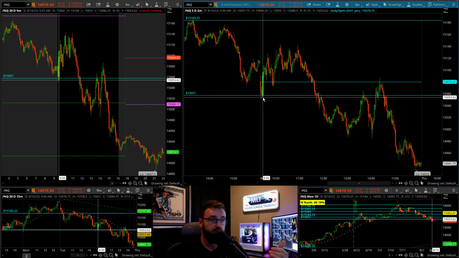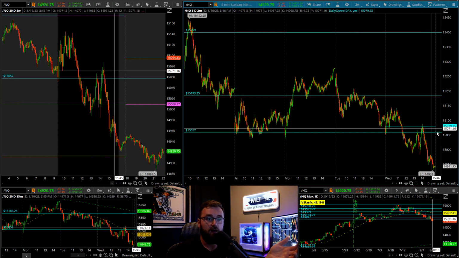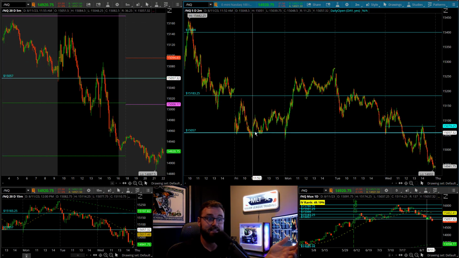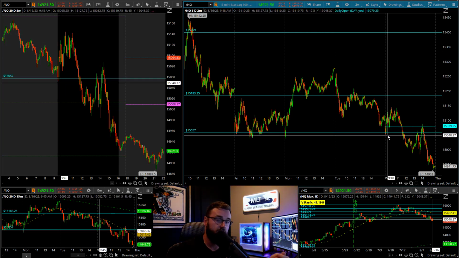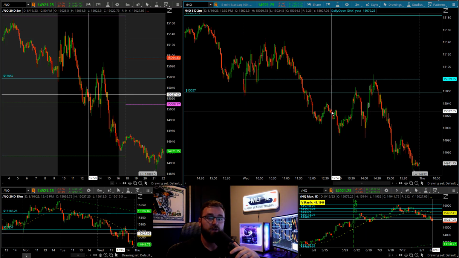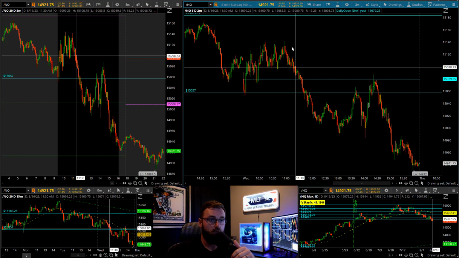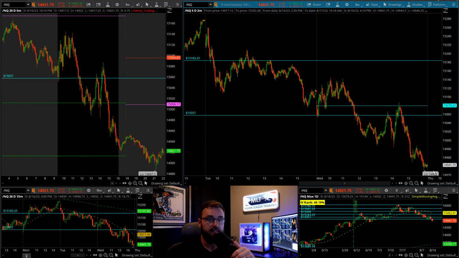It was bouncing off the 15,057s, which was a very important level for us. As you can see, this has been tested not only once, but twice, and then three times today, essentially the third test of that level. NASDAQ was ultimately able to get through that and make the move lower into the end of the day.